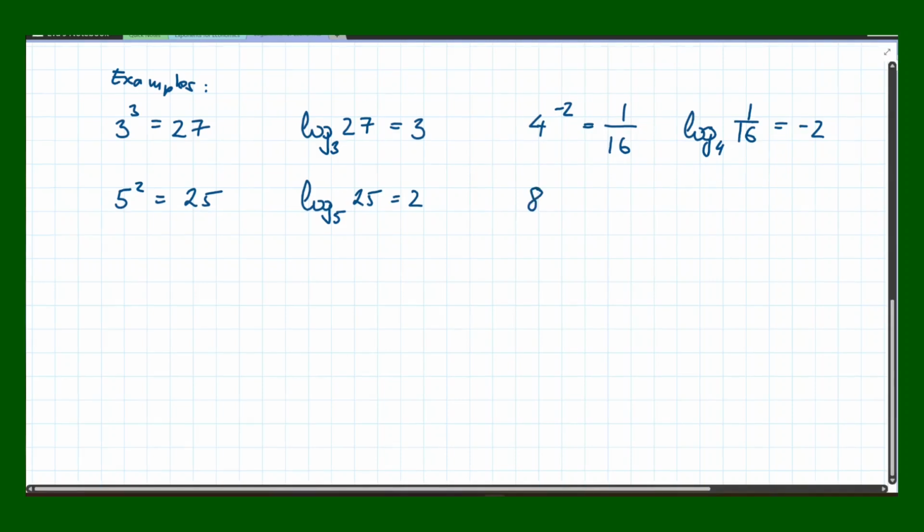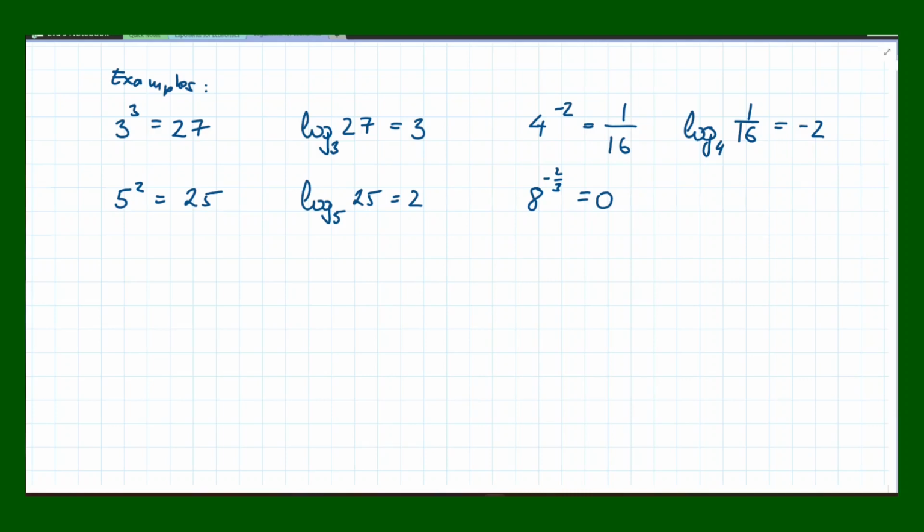Next question, 8 to the negative 2 thirds is going to be equal to 0.25. How can I rewrite this as a logarithmic expression? Well, the base of the logarithm will be 8 because that's the base of the exponent as well. The number behind the log is going to be 0.25 because that's the answer of the exponential expression. And the answer to the log is going to be the exponent itself, which is negative 2/3.